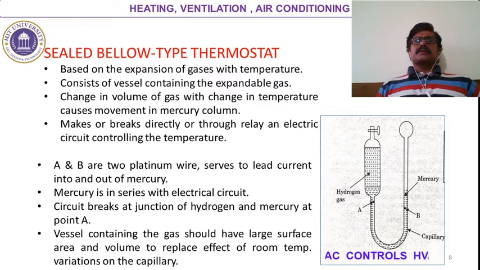Both of these platinum wires A and B serve as leads for current into and out of the mercury. So this mercury is in series with the electrical circuit which will take the necessary action. The junction between the hydrogen and mercury is broken by the circuit at point A, and the vessel containing the gas should have a large surface area as well as volume to reduce the effect of room temperature variations in the capillary.